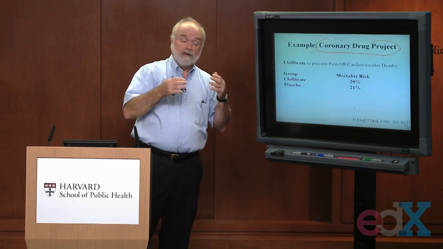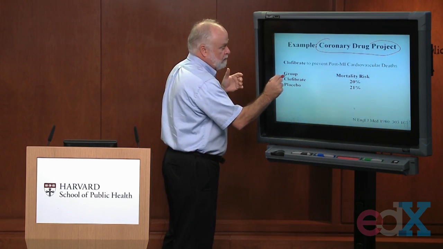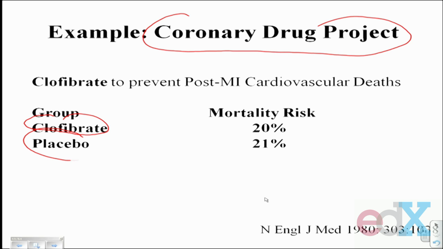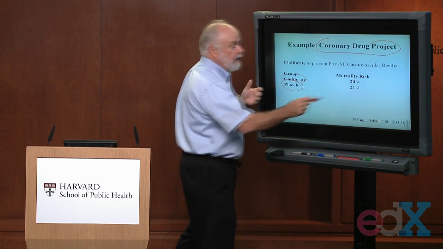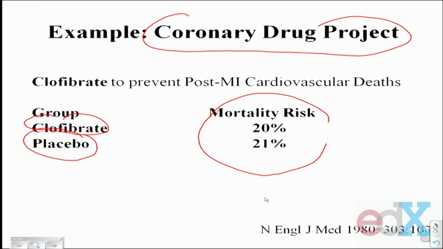They had patients who were diagnosed, who developed myocardial infarctions. Some of them were assigned to receive a drug known as clofibrate, and others received a placebo. And at the end of the day, the investigators reported that the mortality rates from cardiovascular deaths were almost identical in the two groups. The active drug, clofibrate, didn't seem to have any benefit. It wasn't any better. It was only slightly lower mortality rate, not statistically significant, than the placebo group.